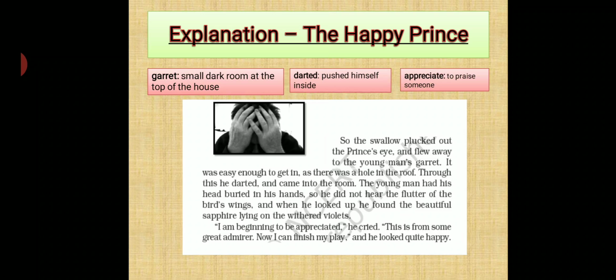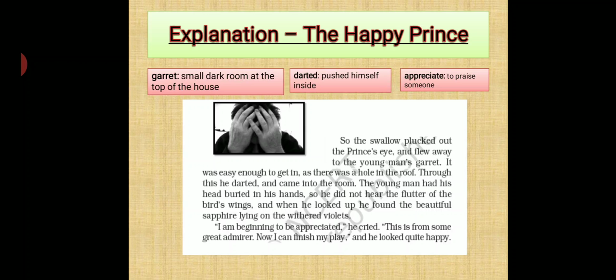And when he looked up, he found the beautiful sapphire lying on his withered violet. So here, withered violet is known for the flower. That flower, purple flower, that was withered, that was destroyed. So he found that sapphire. So now coming to the explanation.